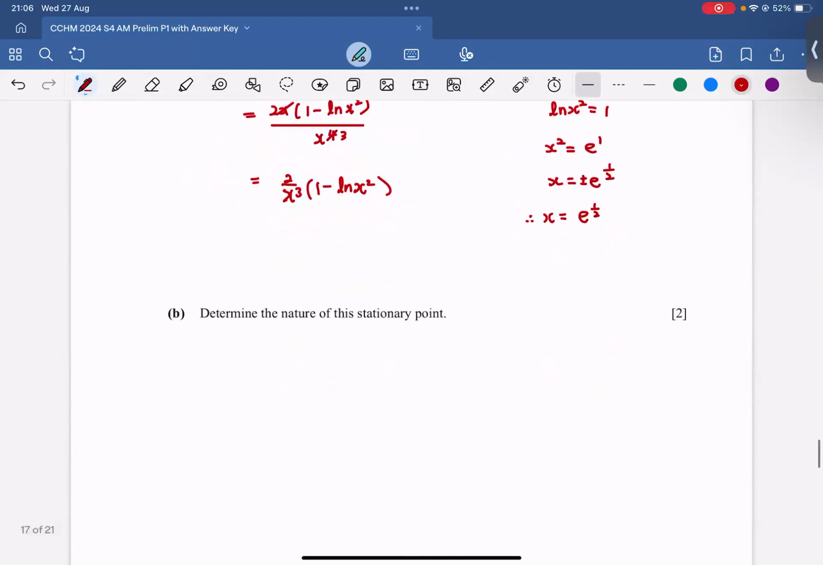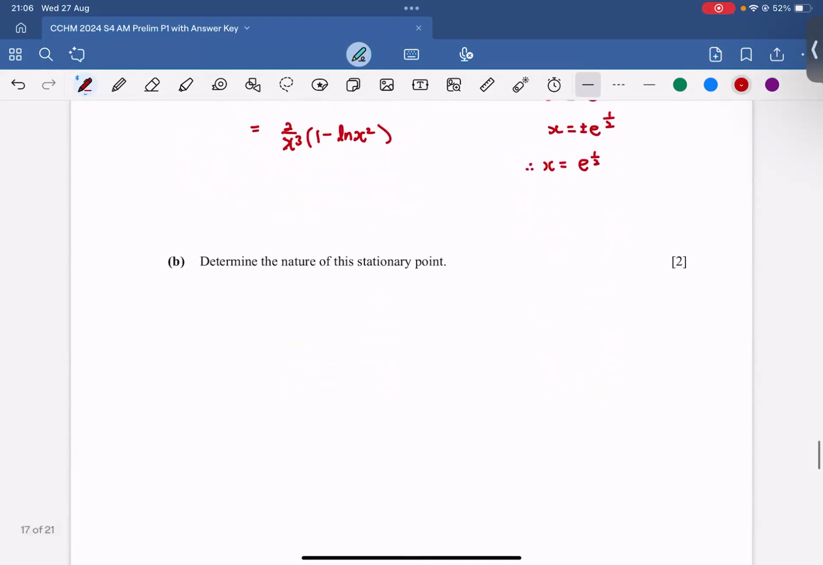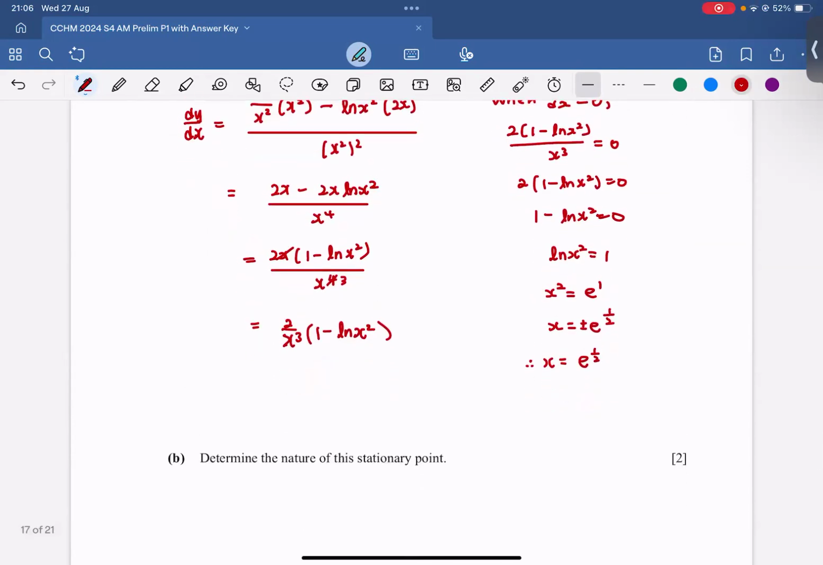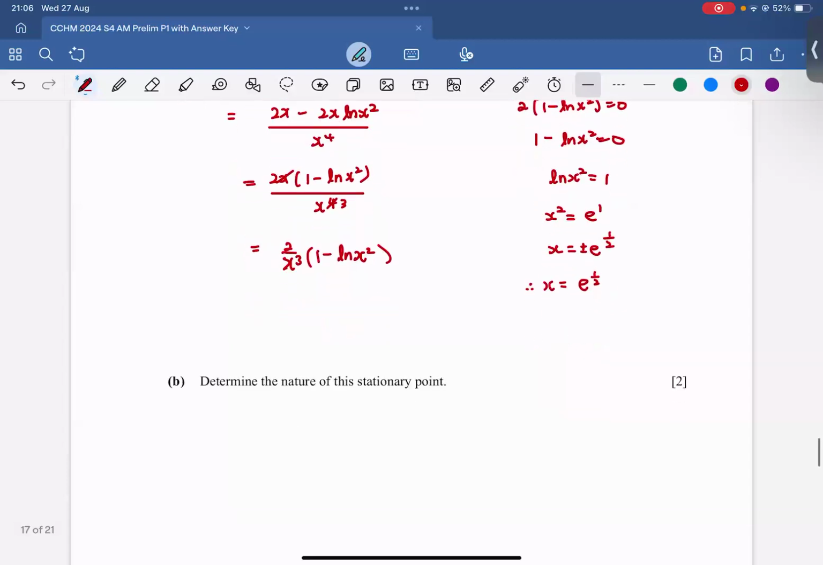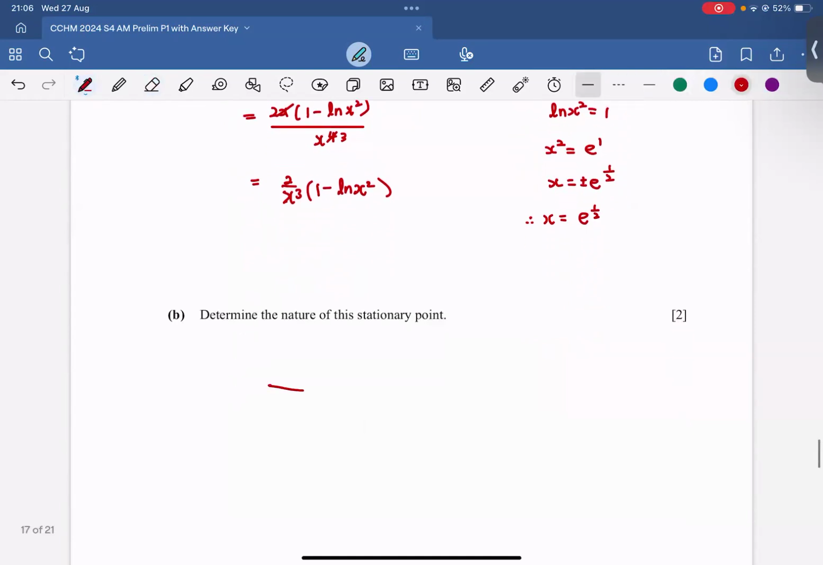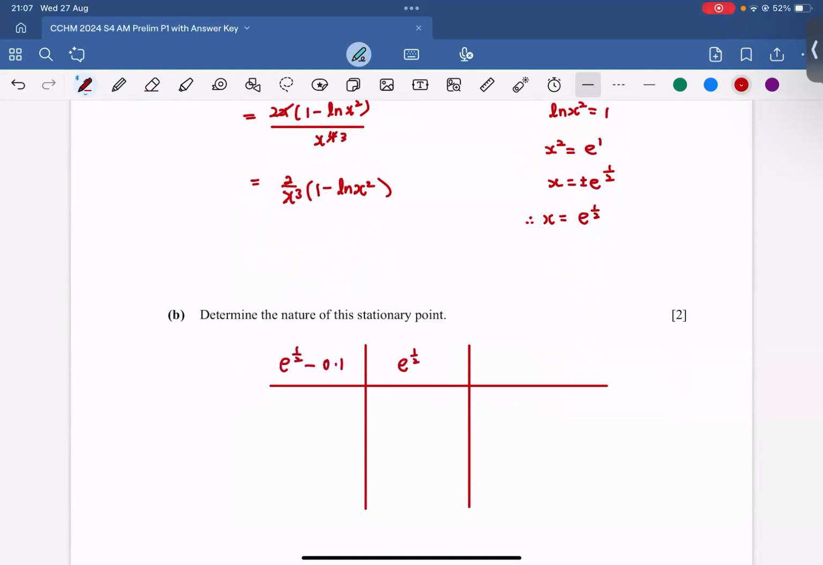Okay, now we need to test. Looking at the dy/dx expression, you can differentiate one more time, or you can use the first derivative test. It's not too difficult to differentiate again, but maybe I'll use the first derivative test, since I just showed you an example of the second derivative test already. So we take e^(1/2) minus 0.1 and e^(1/2) plus 0.1.